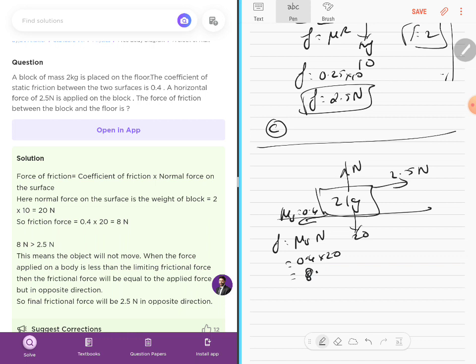you get 8 with the decimal, so you get frictional force to be 8 Newton, and so 8 Newton is always greater than the applied force of 2.5 Newton, so the block will not move. What is that? The force of friction between the block and the floor.